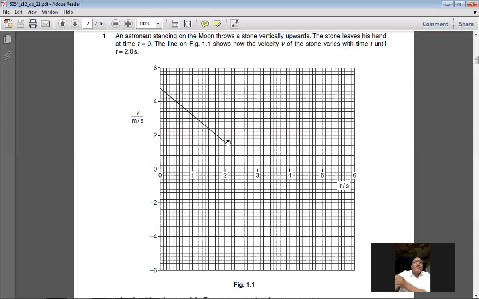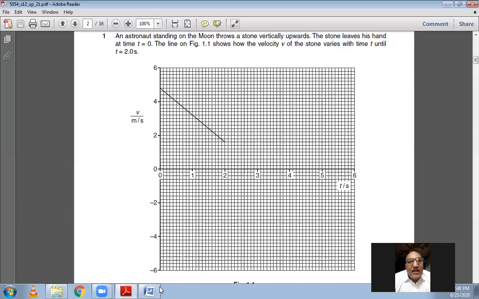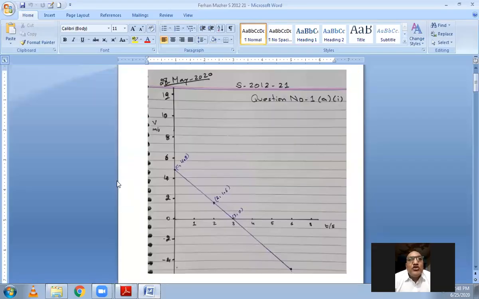So he wants us to complete this graph. Put a scale on this line and draw the line in the same direction, continuing it until 6 seconds. During this, it will cross the x-axis. I've done this on a paper. Let me show you that.